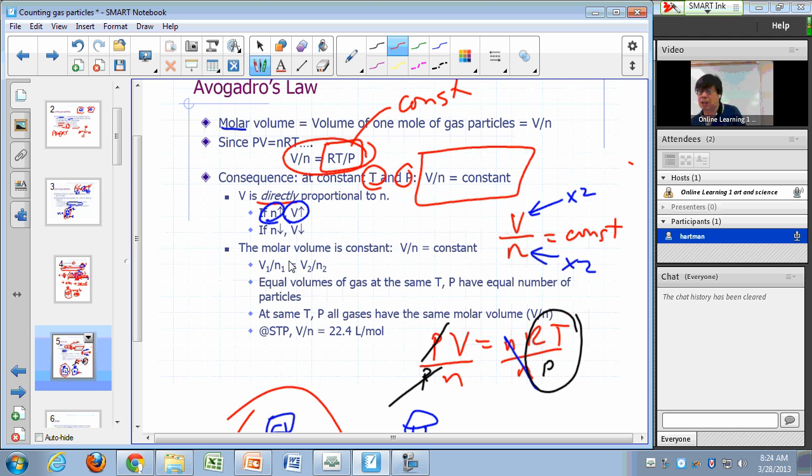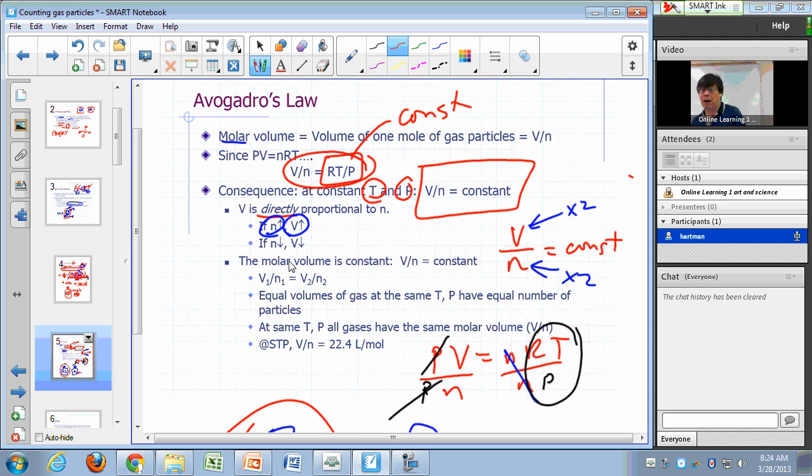This relationship is known as Avogadro's law. Avogadro's law says at constant temperature and pressure, the volume of the gas is directly proportional to the number of moles, or the molar volume of a gas is constant. You can use this equation to solve problems dealing with gases at constant temperature and pressure: V1 over n1 equals V2 over n2.